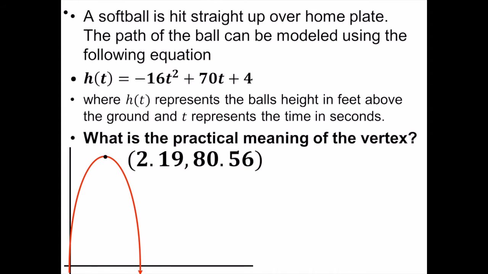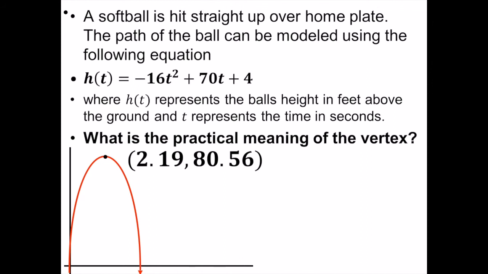Okay, hopefully you found out that the vertex was 2.19, something along there. Now, I didn't ask you to round it, but as long as you get somewhere close, I'm happy. And then 80.56 is the y value, or the h of t value. So now we just have to write what each of those mean.